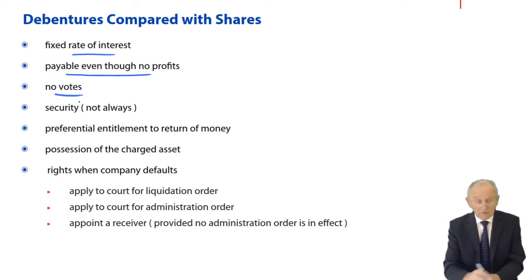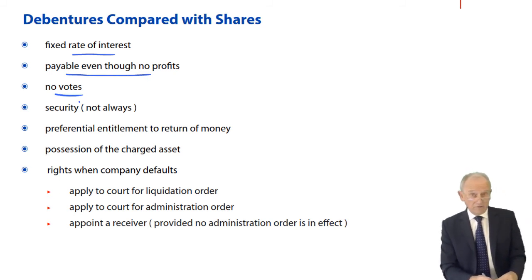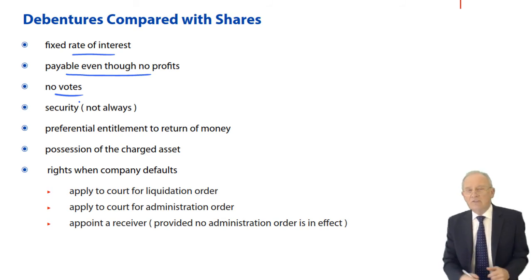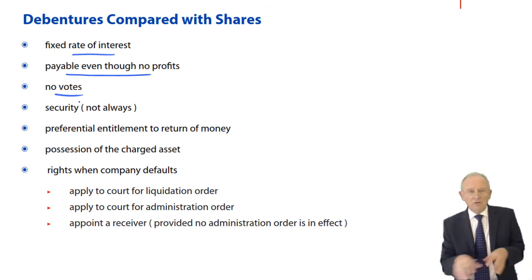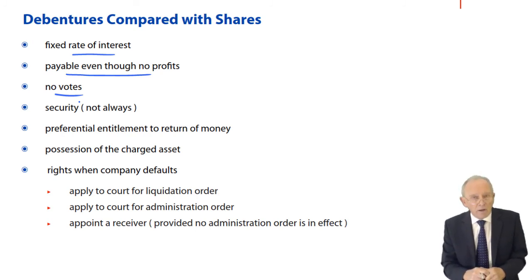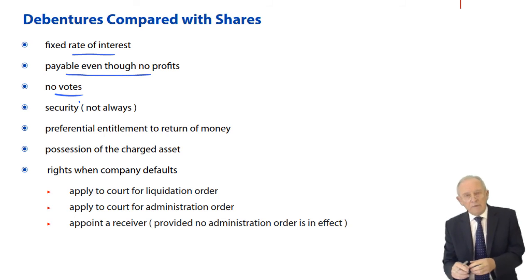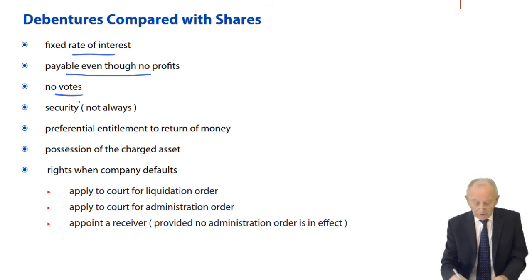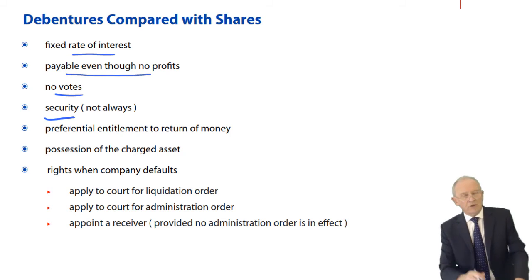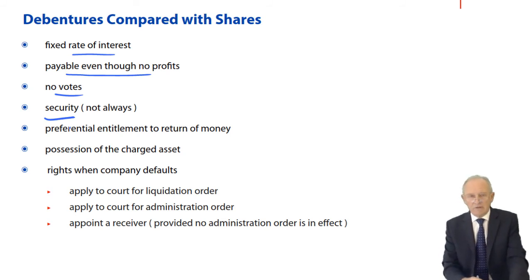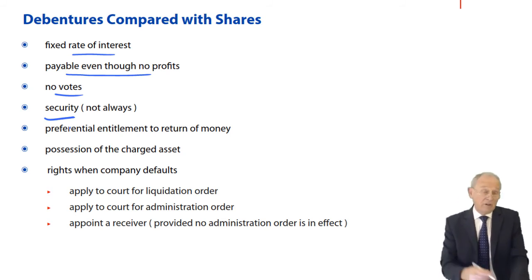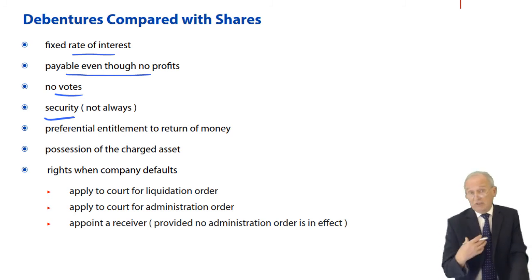No votes. They can't attend general meetings and turn up and vote because they don't have voting rights, unless they happen coincidentally to be members. But we're not looking at that, are we? We're looking at lenders and people who are owed money rather than members of a company. Security is granted. You don't get security for shares. Members don't have security. And sometimes you get debentures with no security. I was a debenture holder with no security.